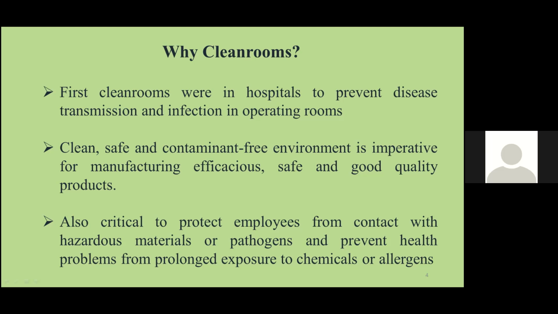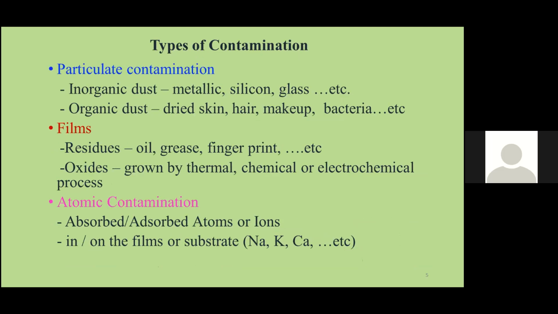Now next, what types of contamination are available in a normal environment? Everybody knows particle contamination is everywhere in the air, in a normal environment. The contamination types are organic dust, metallic dust, silicon dust, glass, wool, dry skin, hairs, makeup or cosmetics, bacteria, oil, gas, fingerprints. A lot of things contaminate a particular room environment.